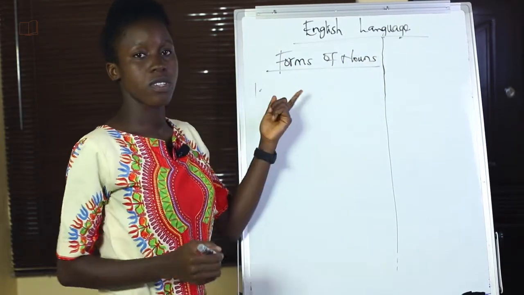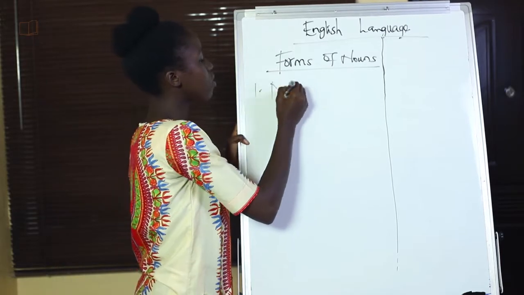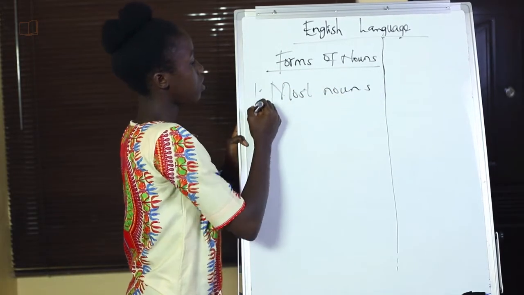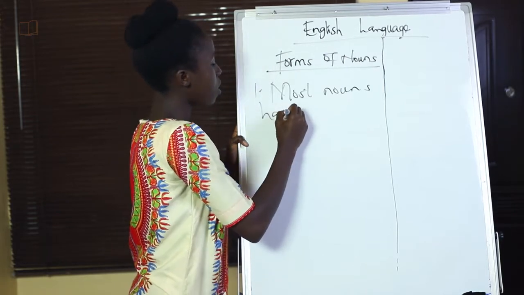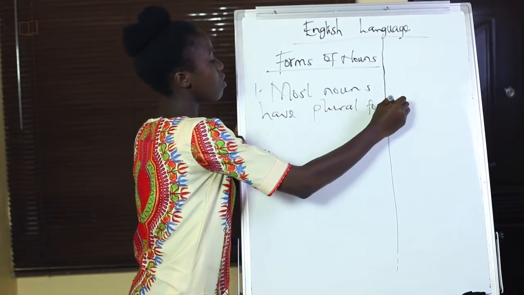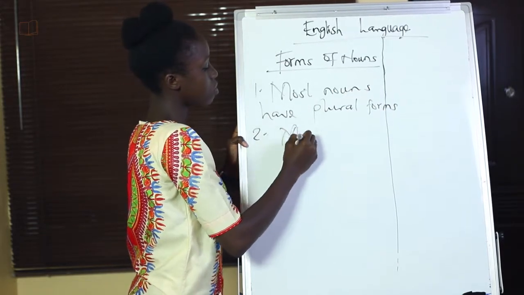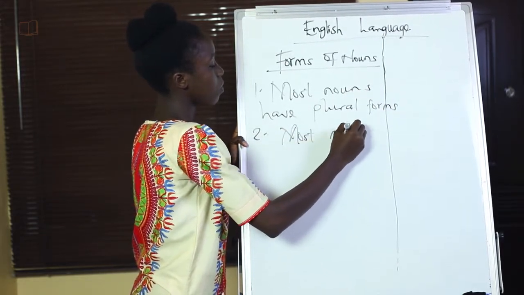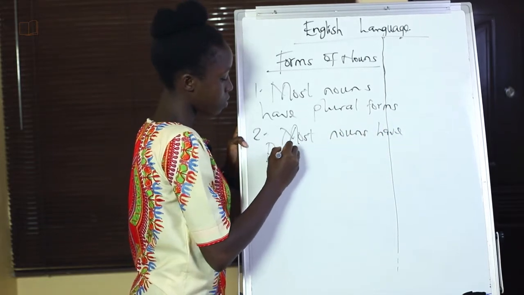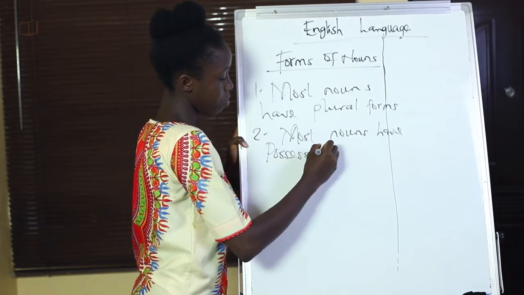Now, the first one on forms of nouns: most nouns have plural forms. And the second one is that most nouns have possessive forms.